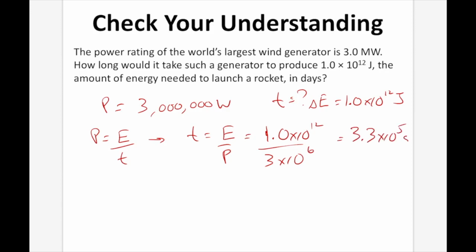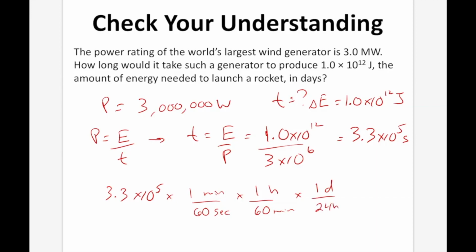So 3.3 times 10 to the 5 times 1 minute per 60 seconds times 1 hour per 60 minutes times 1 day per 24 hours. So you see our hours get crossed out, our minutes get crossed out, our seconds get crossed out, and we're left with an answer of 3.9 days.